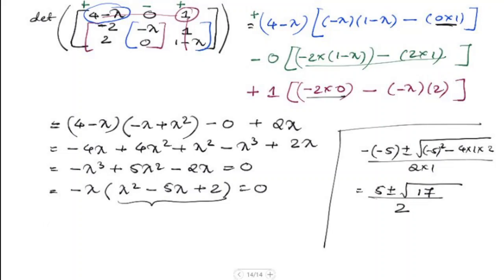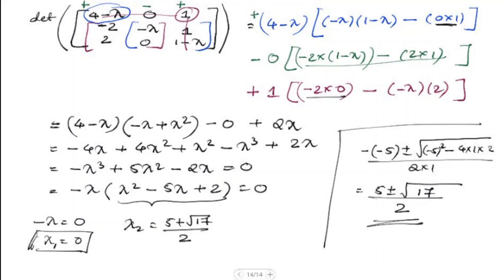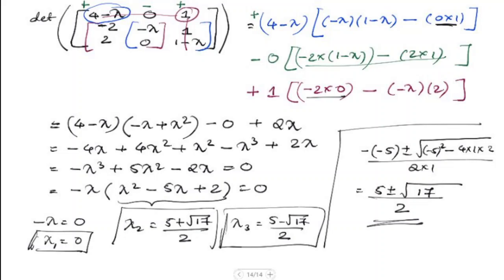Let's write it all together on this side here. So we have minus lambda is equal to 0, so we can write it as lambda is equal to 0 here, and let's say this is lambda 1. Then when we solve this quadratic equation and set it to 0, we get these values. For one lambda, let's say lambda 2, we'll have 5 plus root 17 divided by 2, and for another lambda, let's say lambda 3, we have 5 minus root 17 divided by 2. So that's our 3 eigenvalues here: lambda 1, lambda 2 and lambda 3.